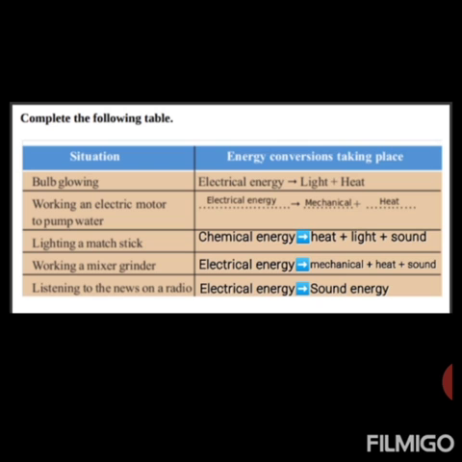Next, working a mixer grinder. To work it, electrical energy is needed, and after that it is converted to mechanical energy when the grinder starts working. Along with that, heat energy and sound energy is also taking place. Next, listening to the news on a radio. So at first we need electrical energy to work the radio, and that electrical energy is converted to sound energy so that we are able to listen to the news.